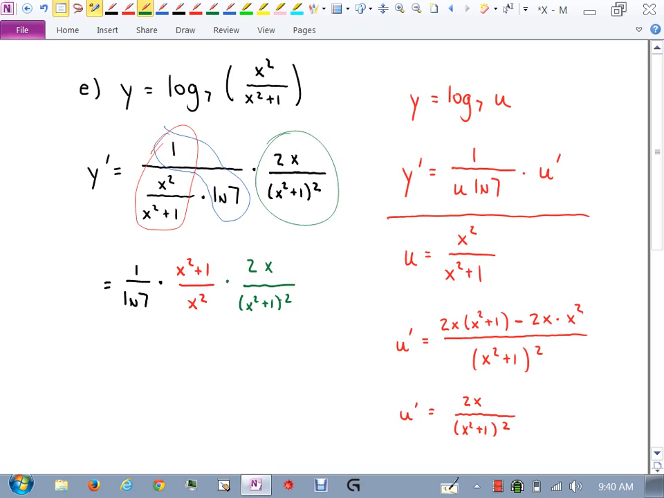So what do you get here? What happens here? Do you see it? One of these cancels, right? And then one of the x's cancels. x over x squared leaves you with an x on the bottom. The x squared plus 1 and the x squared plus 1 squared, one of them cancels also. So what would I be left with then? 2 over ln 7 and then the x squared plus 1. And that's it.